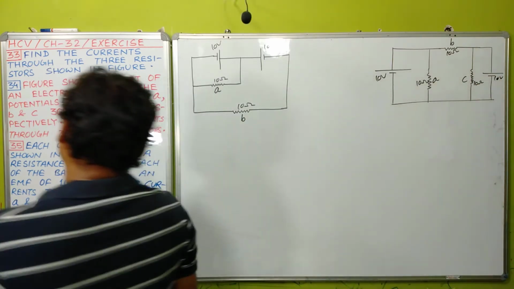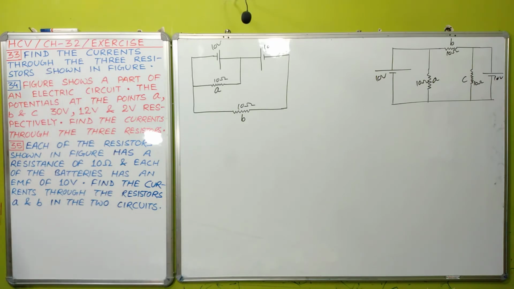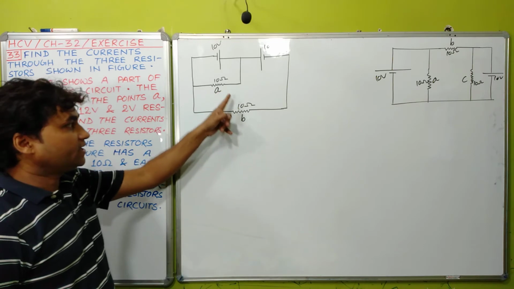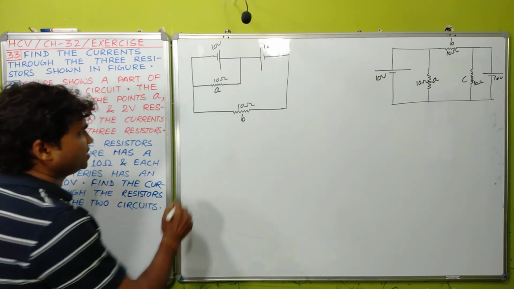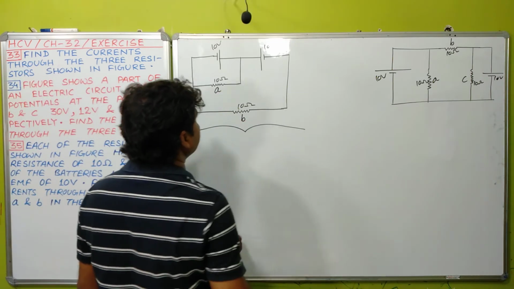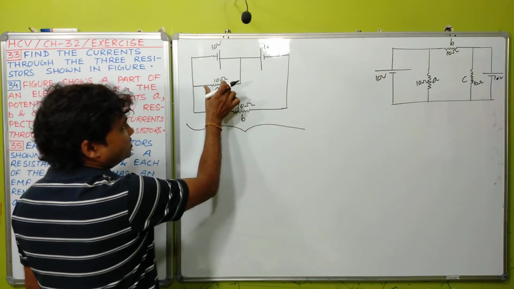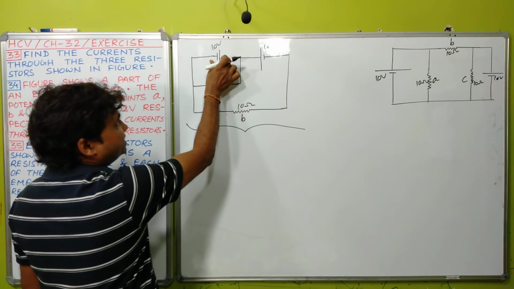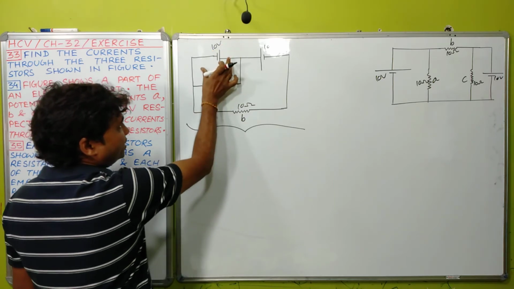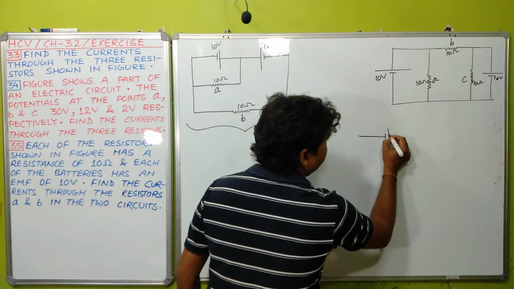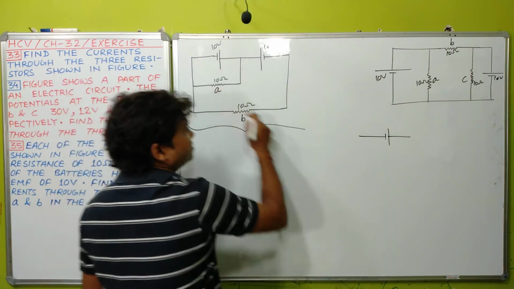Now find the currents through the resistors A and B in the two circuits. For these two circuits we have to find the value of current flowing through resistor A and B. For this circuit, very easily you can understand the value of current flowing through this resistance, since the battery having EMF 10 volt is directly connected across this 10 ohm resistance. Means simply this circuit, particularly this section, is what?